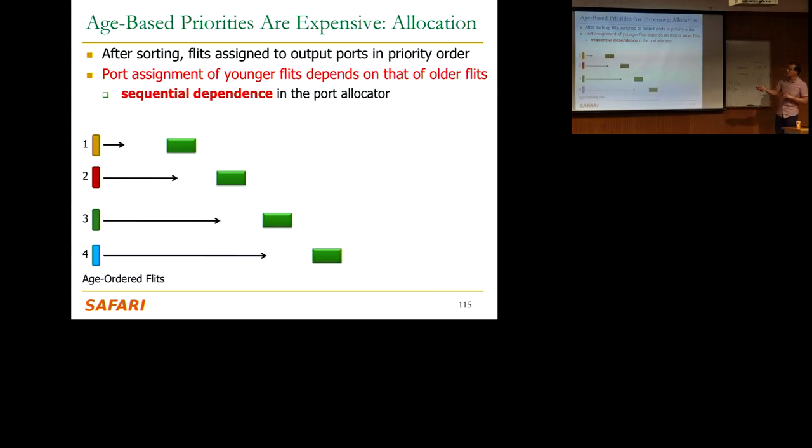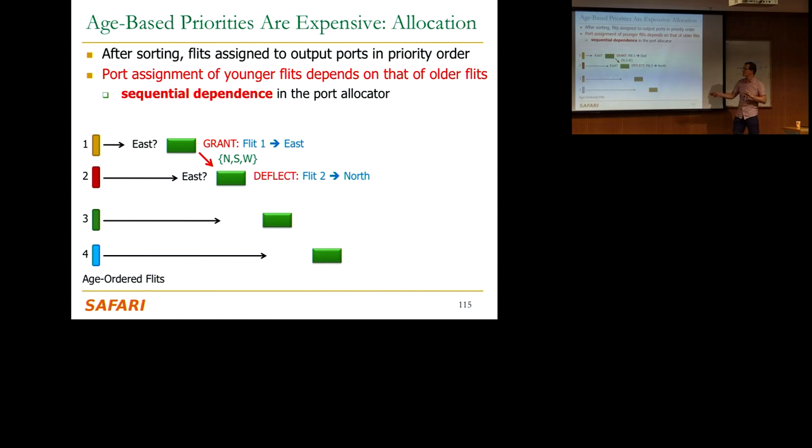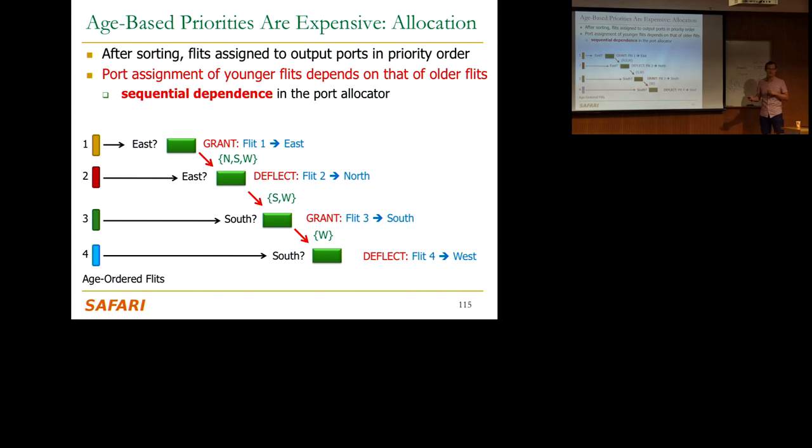So the first flit, that's the highest priority, it wants east, and it will get east from the grantor. Then it will say, OK, east is allocated. You have north, south, west available. The second flit wants east. Too bad. It doesn't get east, so it gets deflected, assuming east is the only thing it wants. And then south and west are available. The third flit wants south, so it's granted. And the last flit wants south. It doesn't get it, so it's deflected. So basically, you have the sequential dependence in the port allocation.